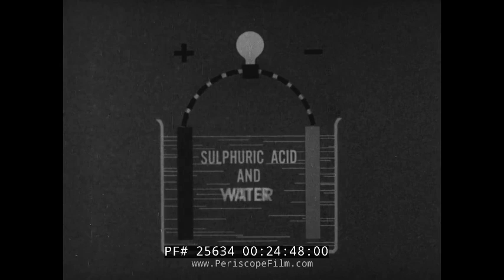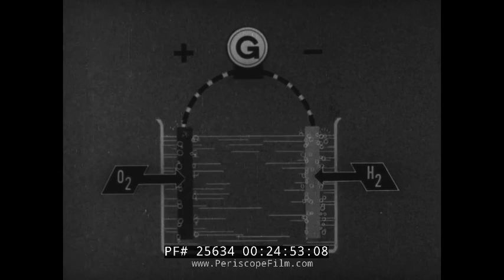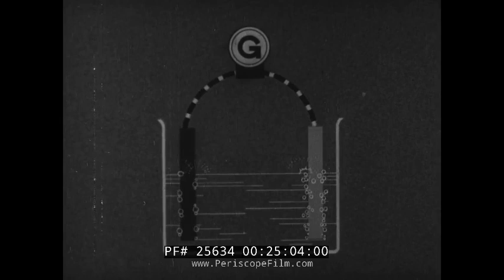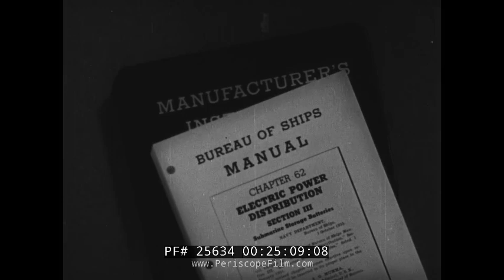When chemical energy is converted to electrical energy, there are changes in the electrolyte. Dangerous gases are evolved. The plates change in volume. Heat is generated, and water is lost from the battery. Study your battery manufacturer's instruction book and the Ship's Manual, Chapter 62, Section 3. Your familiarity with these publications is vital to your ship.